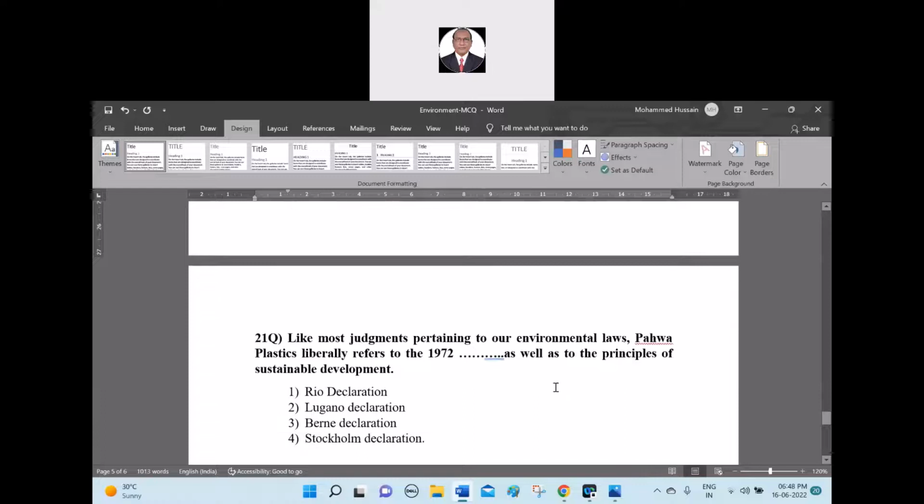Okay, 21st question. Read, anyone, unmute and read. Like most judgments pertaining to our environmental laws, Pahwa Plastics liberally refers to the 1972 dash as well as to the principle of sustainable development. 1. Rio Declaration. 2. Lugano Declaration. 3. Bern Declaration. 4. Stockholm Declaration.